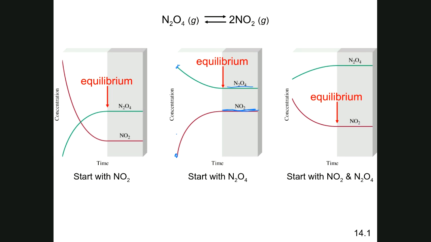In this case, your product didn't start with a zero concentration. It starts with a non-zero number, but it reaches equilibrium when this diagram reaches a plateau.